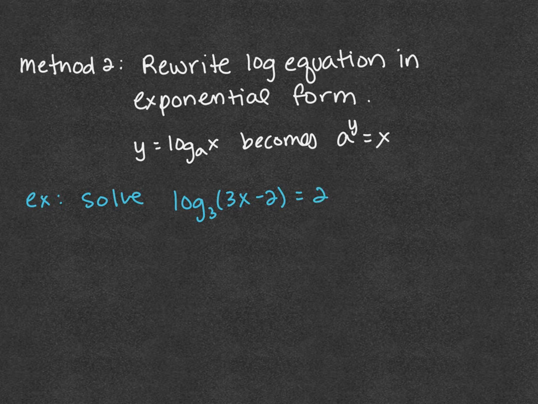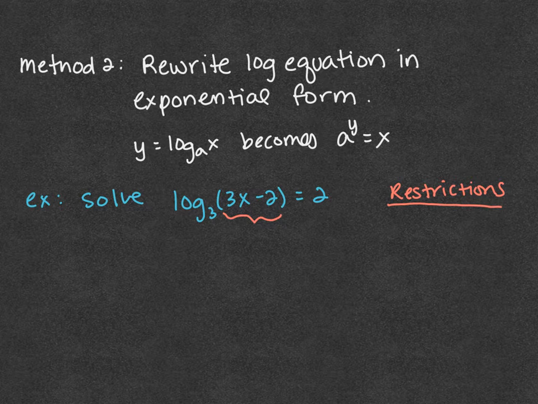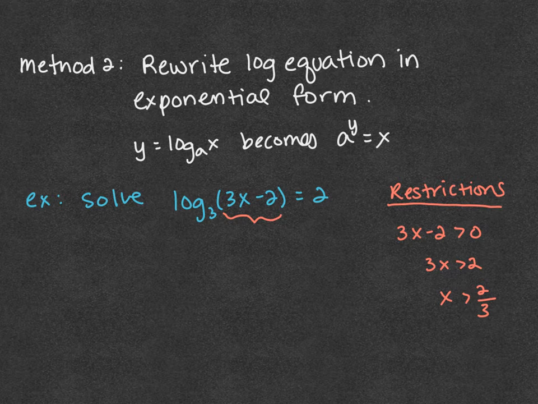We'll start off by noting the restrictions on the variable. So our restrictions are that what's getting plugged into the logarithm, so that's 3x minus 2, must be greater than 0. So if I solve this linear inequality for x, I will get that x must be greater than 2/3. So whatever I get when I solve this equation must be greater than 2/3.